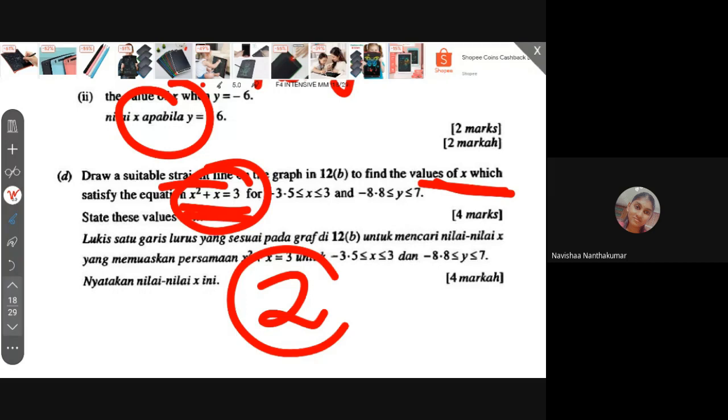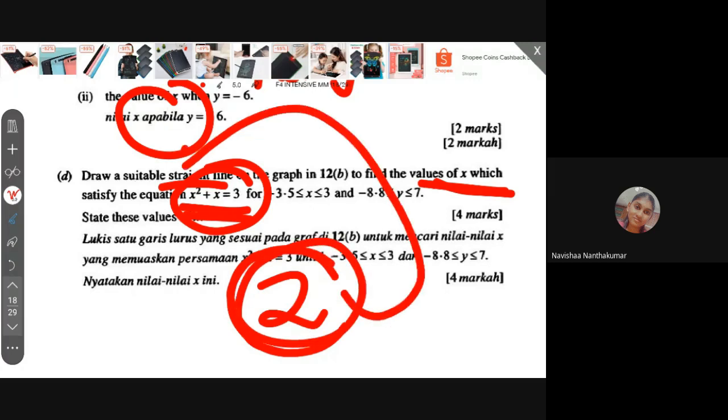Method yang agak famous dalam matematik. A famous method we always use. What's the name? Sekarang kamu ada 2 persamaan kuadratik. So macam mana nak tukar persamaan kuadratik ini kepada garis lurus? How do we do the conversion?